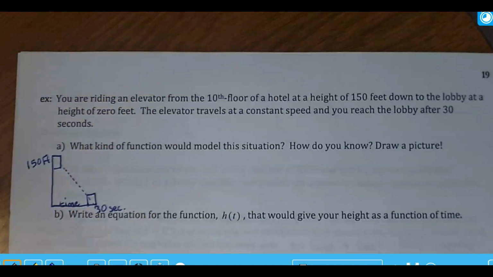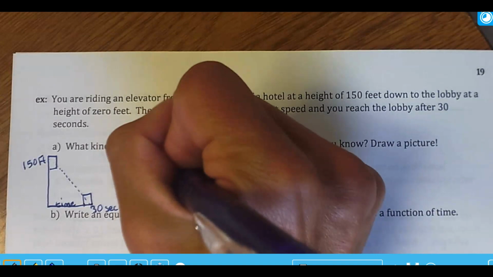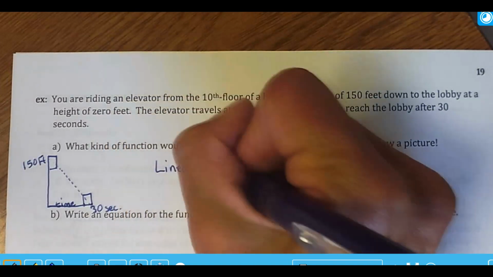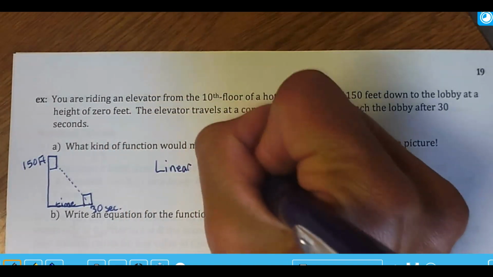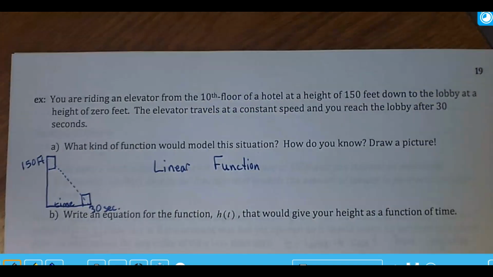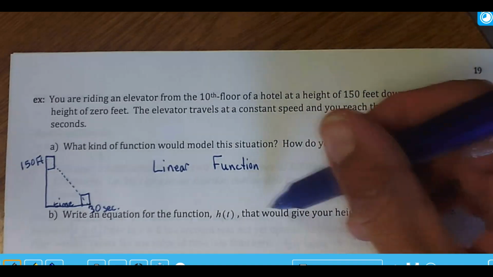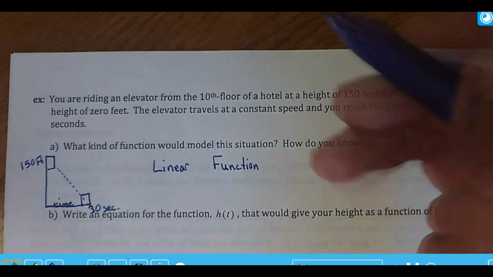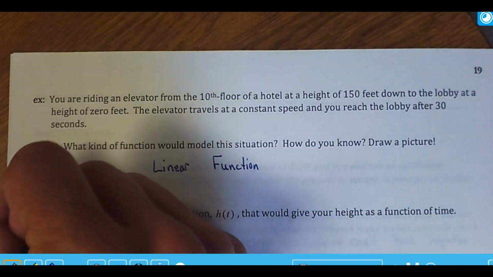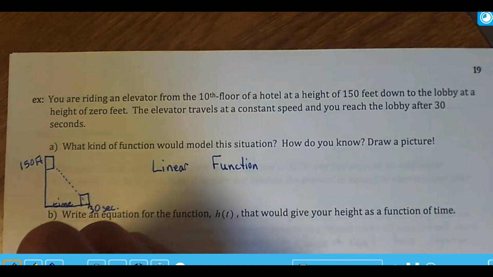Okay? So what I just drew there is a line. So this is actually a linear function. And how did you know? I just drew a picture. All right, so now we're going to write the equation h of t that would give your height as a function of time. So what we need is our beginning height, and we'll need our slope.